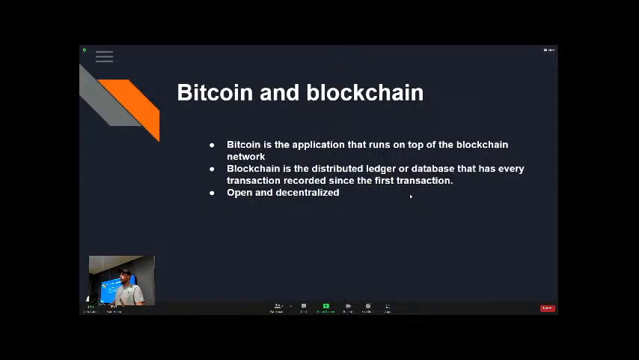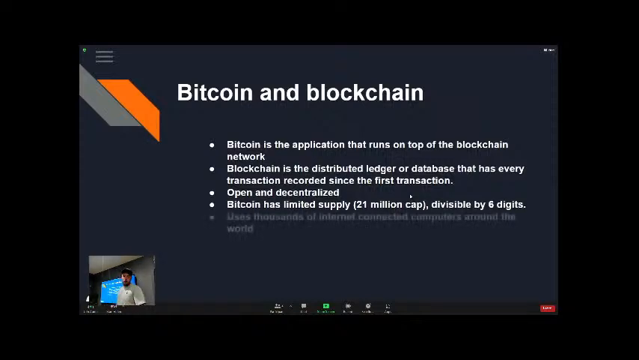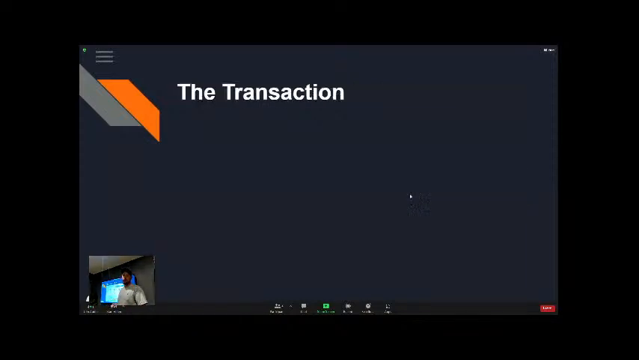I recommend to everyone, if you're interested in learning these types of things or really interested in learning the technological side of things, try running your own node. It's a great project to do, and will give you a lot of insight. Bitcoin has that limited supply, and it's divisible by 8 digits, 100 million. It uses thousands of computers connected around the world, so that's miners and nodes.